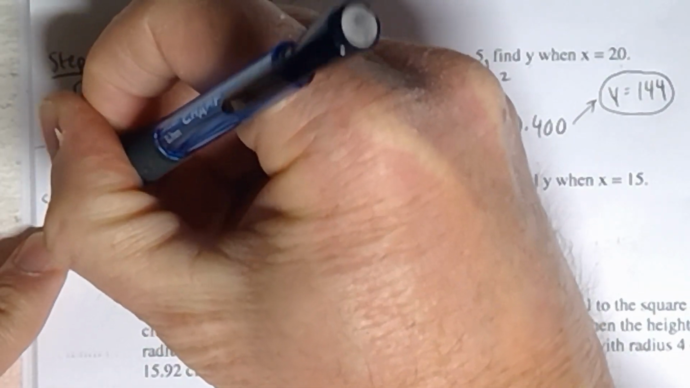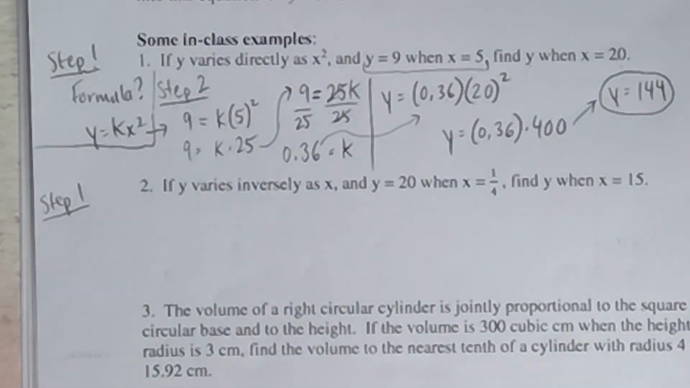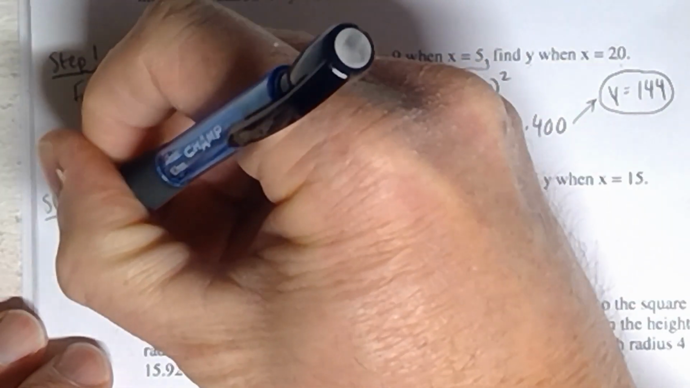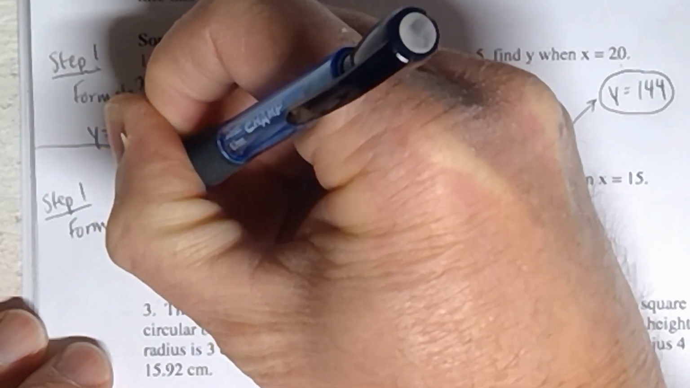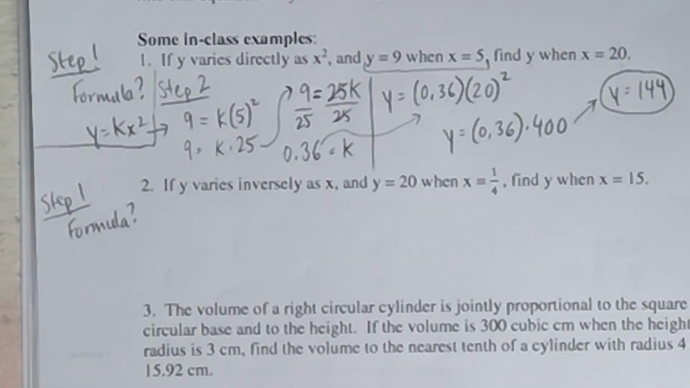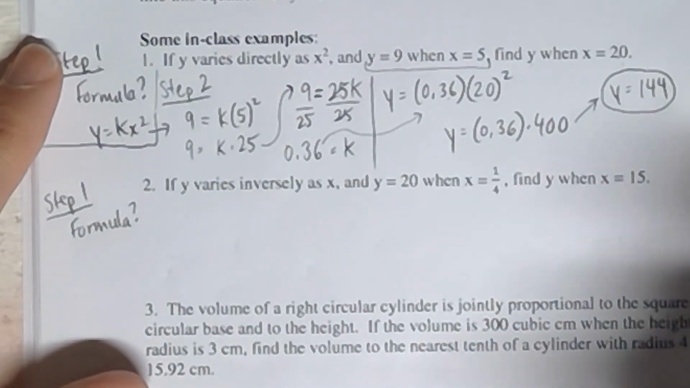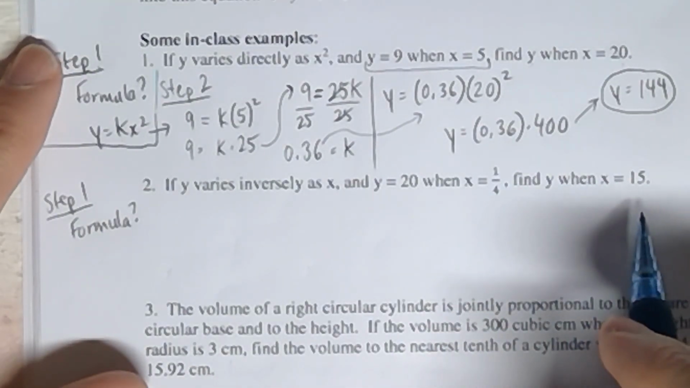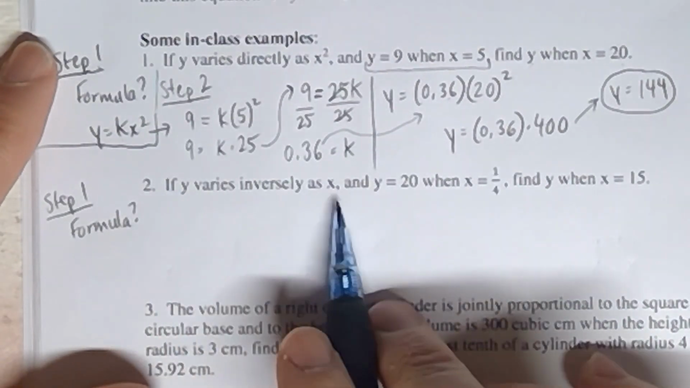Okay. You always, in any variation problem, okay, in any of the problems in this section, you first of all establish what your formula is. The second step is always to figure out the k number, because that's always going to get in your way of finding the answer. And then after that, you answer the final question that they have here at the end of the problem. So y varies inversely as x.